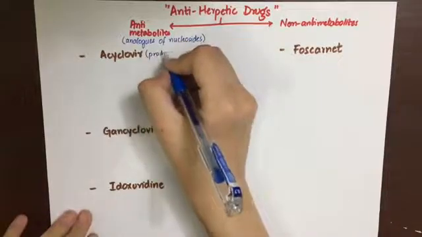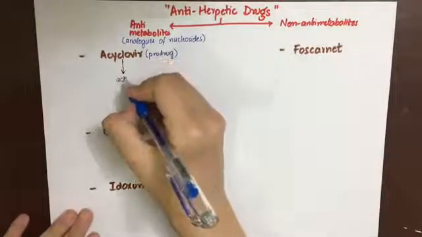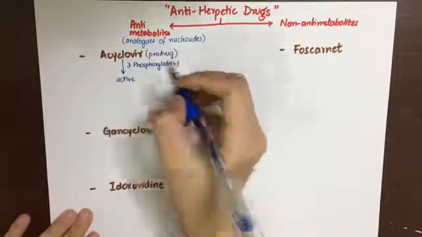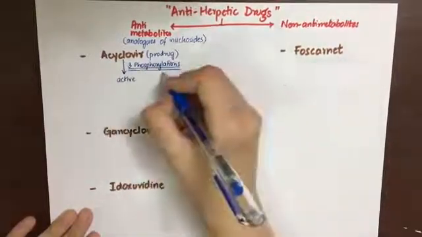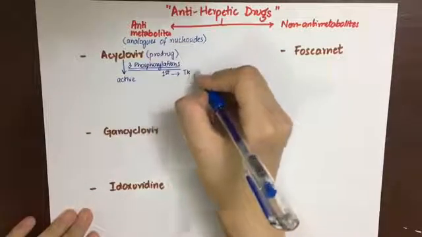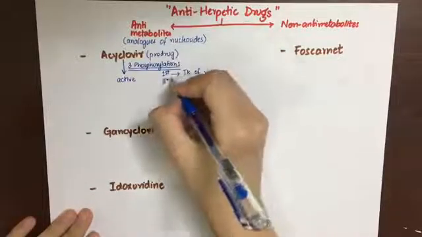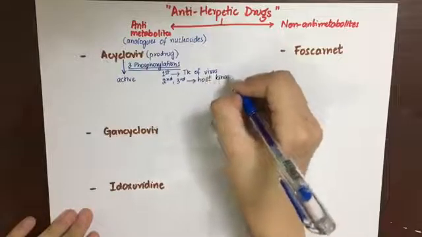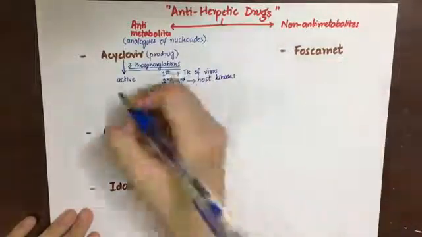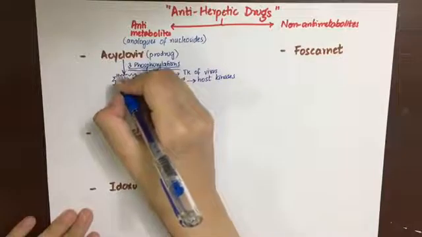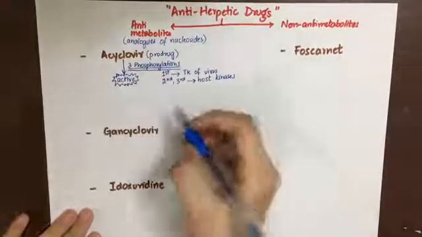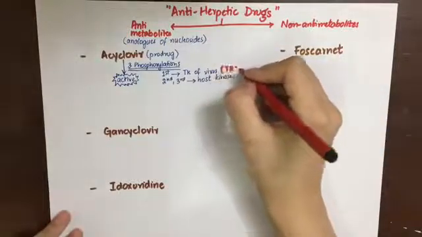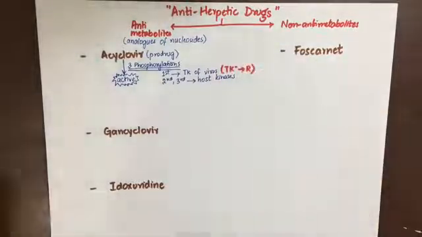Now, as I said, these antimetabolites are prodrugs. Acyclovir is actually a purine nucleoside analog and needs to be converted into its active form, that is the triphosphate form, by 3 phosphorylations. The first phosphorylation is done by the thymidine kinase enzyme of the virus. That is, it needs the virus enzyme to get converted into its active form, while the second and third phosphorylation is done by the host cell kinases.